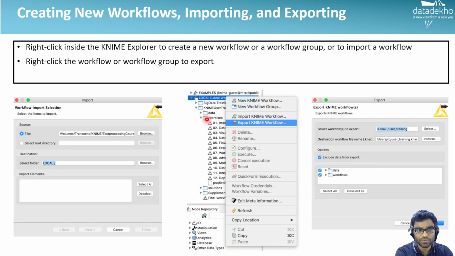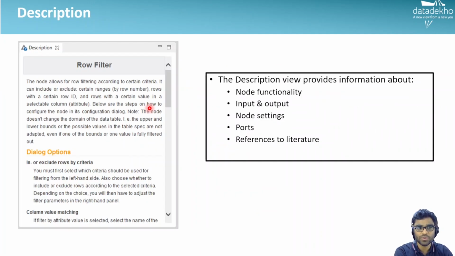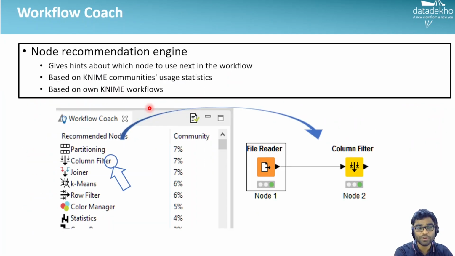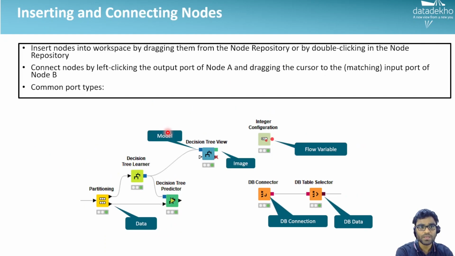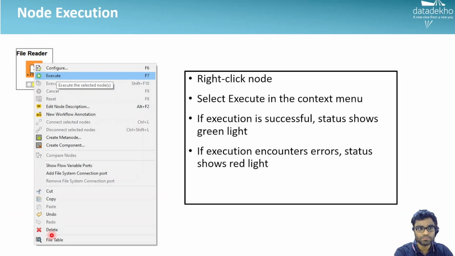Then you can create your new workflow. We will create a small workflow, just 2 or 3 steps. These are the node repository where you can see your nodes. These are the description, workflow coach, inserting and connecting nodes. And I already told you about whether nodes are configured, whether the file reader is configured, is executed, or is error. So this is all about the node part.